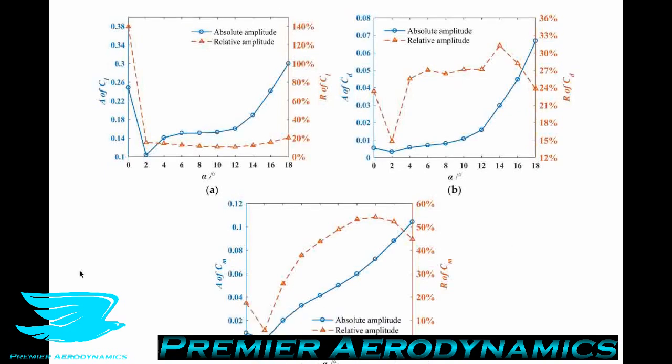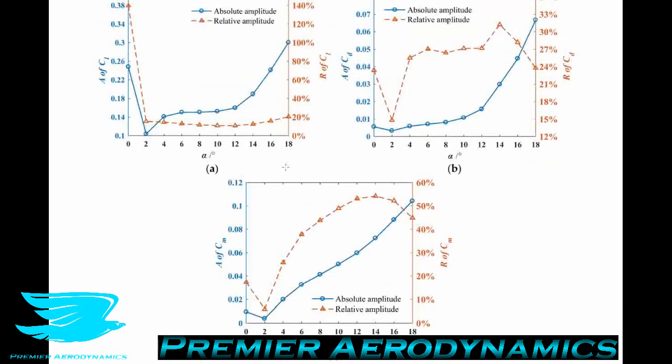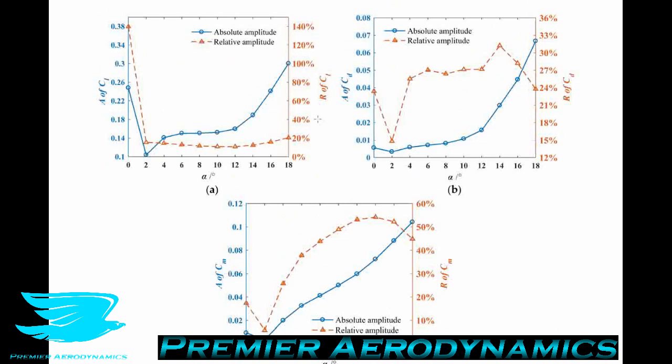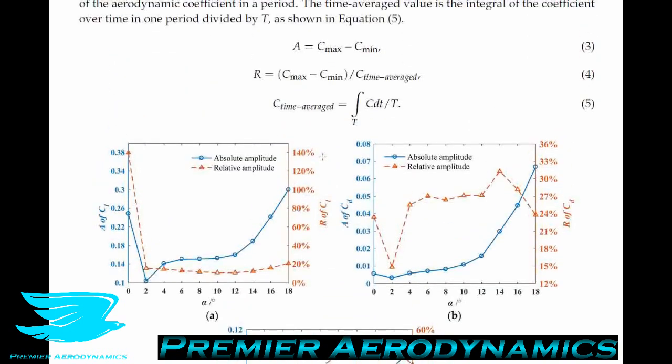So in figure 7, which is this one here, for those of you watching this, we are given the absolute changes and the relative changes in the lift, drag, and moment coefficients for each angle of attack. It's not just the absolute, but the relative ones in a percentage. And the relative ones are the changes. So they got the maximum and minimum lift coefficient, for example. They then divided that by the average, and they found what that fluctuation was.